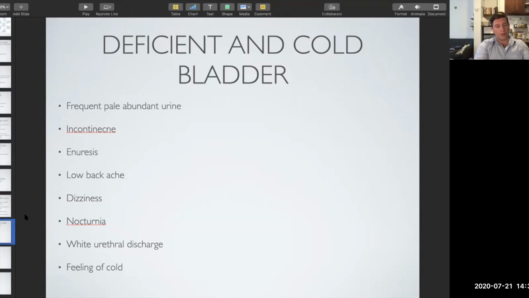White urethral discharge, this can happen for both men and women. In men, this means spermatorrhea, that they're leaking semen with their urine, and a feeling of cold, which is just yang deficiency.